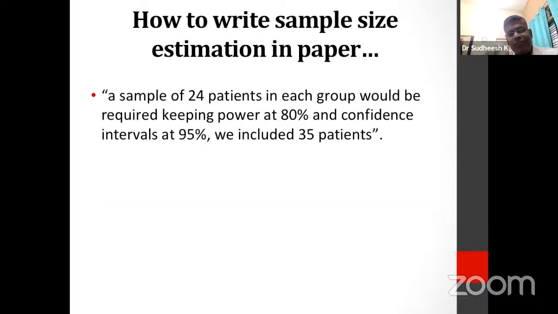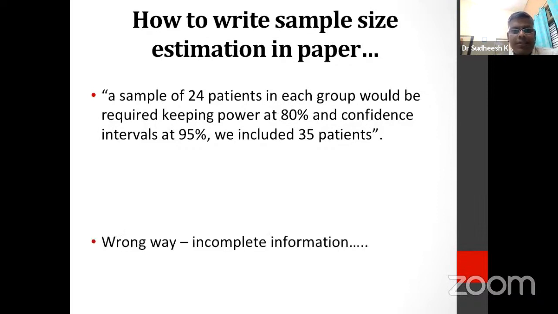So once you've done everything and you've done a study, then you write in a paper, "A sample of 24 units in each group would be required, keeping power at 80% and confidence at 90%. We included 35%." Is this correct? No, this is not correct because it doesn't give complete information.